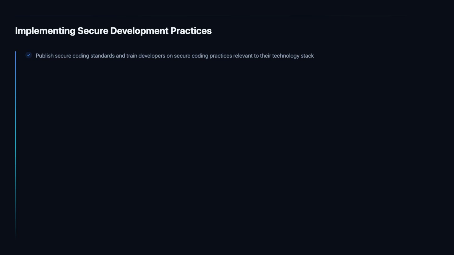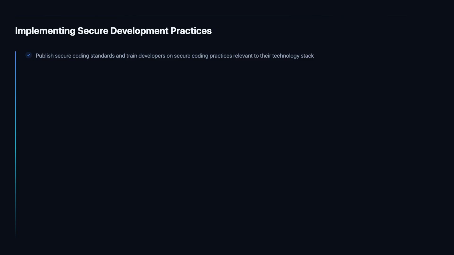Technology-agnostic standards provide important principles, but insufficient practical guidance. Developers need standards that address the specific vulnerabilities common in Python, Java, JavaScript, or whatever stack they work in, with concrete code examples showing both insecure patterns to avoid and secure implementations to use instead.